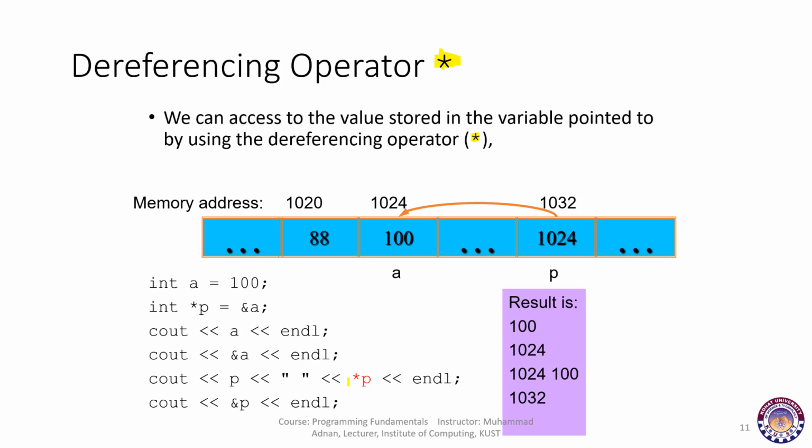But if we write asterisk p, then this asterisk becomes a dereferencing operator. So what does that mean? It means that it is telling the compiler to go to this address and print whatever is stored at this address. So 100 is stored at this address, so 100 will be printed. But if you write the ampersand sign with p, it will print the address of this pointer p, which is 1032.